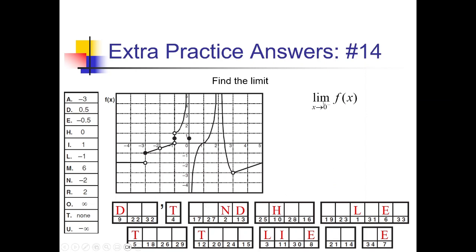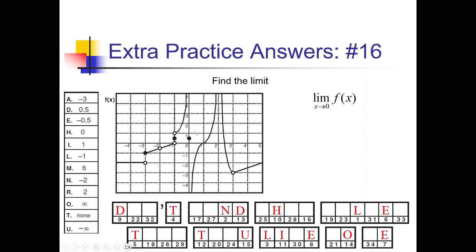For 14, we want left-sided limit at 0. So we're at 0. We're coming from the left side. As we come from the left side, we're going up to infinity there, if that's even a thing. So infinity for this limit, and positive infinity goes with O right here. So that's going to be 14 over here. For the right-sided limit at 0, coming from the right side, as we head towards 0, we are going down forever. So that's negative infinity, which goes with U, and U is going to go in spot 15, which is right here.